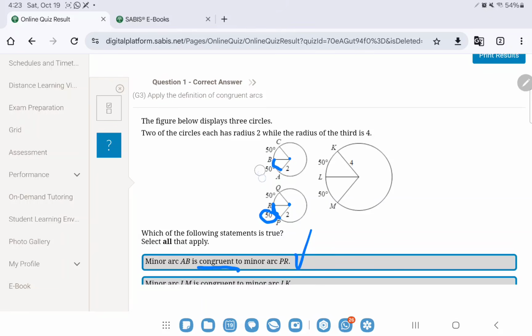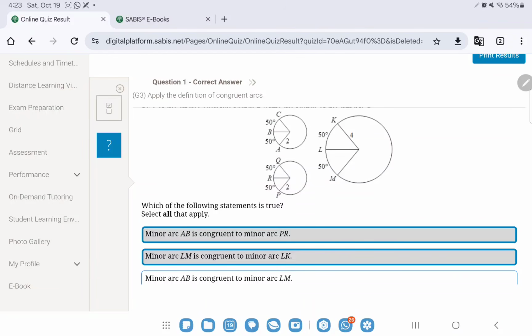Now the second one is telling you minor arc LM, this thing, is congruent to LK. Two central arcs in the same circle are congruent always. So this one is right. Let's see the next one. Minor arc AB congruent to LM. So AB and LM, they're the same angle, yeah, but the radius are different in both circles, so you cannot choose it. It's wrong.